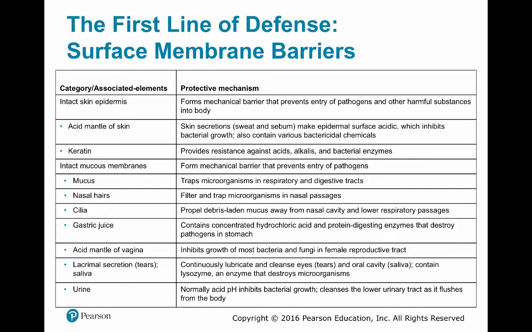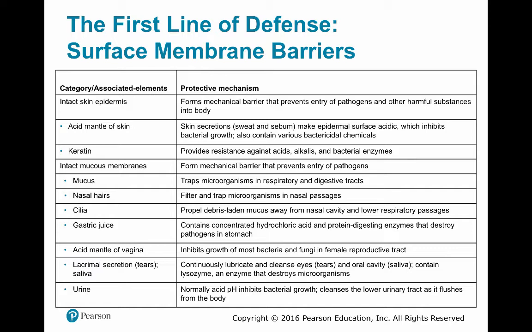Gastric juices, of course, produce all of these enzymes that digest proteins, and also a very acidic environment. So that's going to destroy a lot of pathogens that are in the stomach. Of course, if you get really sick and you have things like diarrhea, that indicates that one of those got through that defense system. Acid mantle of the vagina.